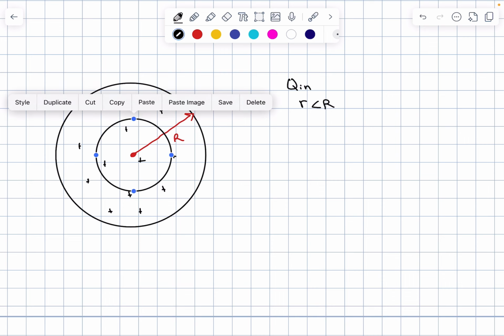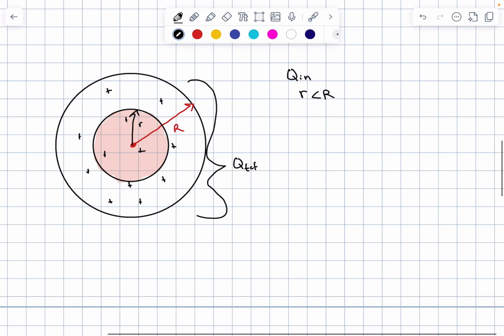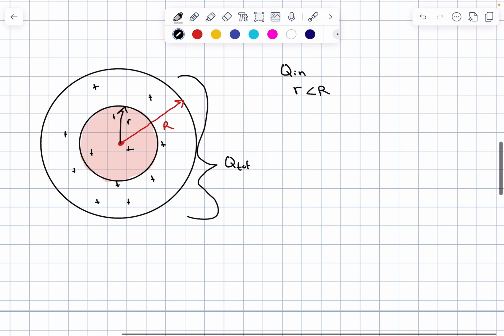in a smaller sphere that is centered about the same center, and this has radius little r, how much charge is inside here? So how much charge is enclosed in here if I tell you how much charge is enclosed in the entire thing? Here we don't even have to use Gauss's law. This is just going to be some pretty basic math.